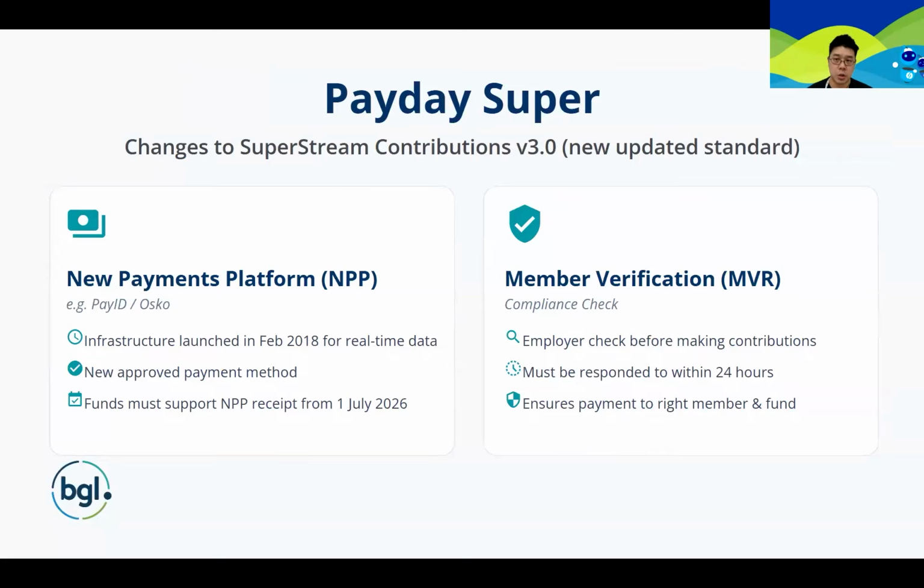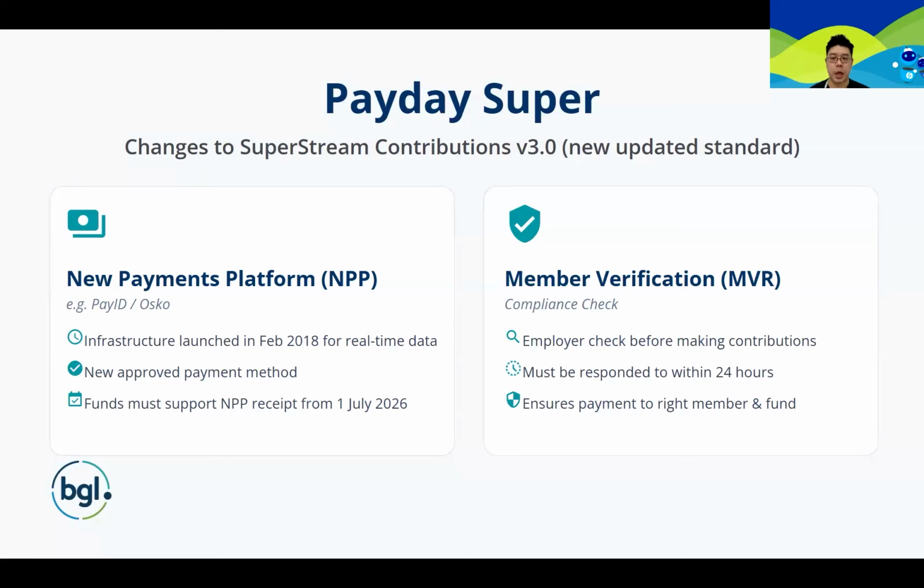Part of the changes with Payday Super is what we call SuperStream Contribution version 3.0. Some of you might have heard of it, some of you might not. But just to explain at a very high level what this consists of: it consists of the new payments platform, or NPP for short, and also a new verification check, which is the MVR, or member verification request check.